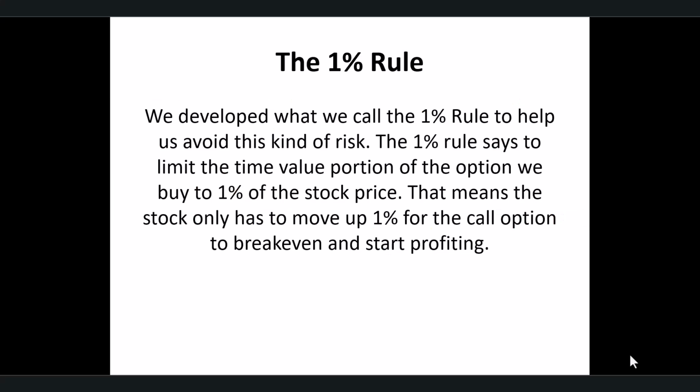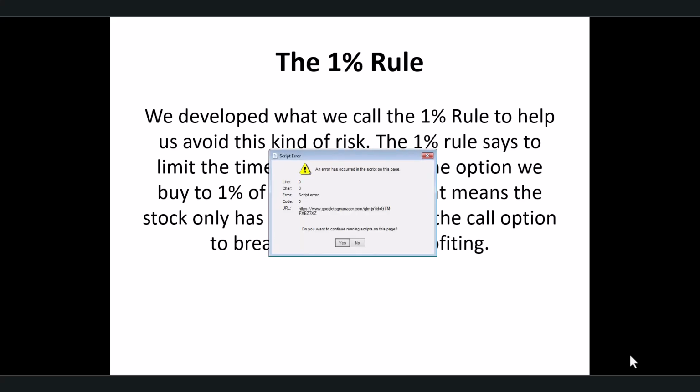We developed what we call the 1% rule to help us avoid this kind of risk. The 1% rule says to limit the time value portion of the option we buy to 1% of the stock price. That means the stock only has to move up 1% for the option we buy to break even and start profiting.